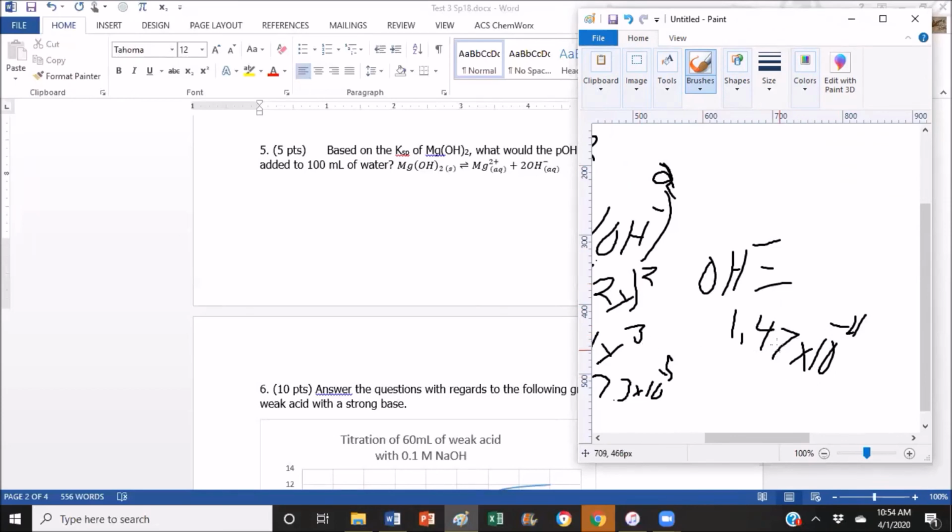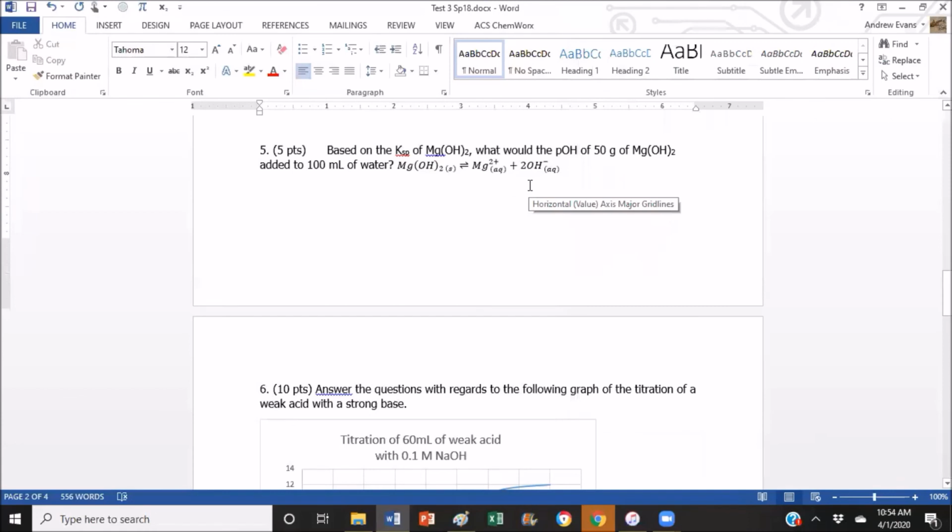So with that in mind, we take the negative log of this number, which is our concentration of OH, and that gives us our pOH. So the answer for this question, what is the pOH of magnesium hydroxide solution? You would get a pOH of 3.83.